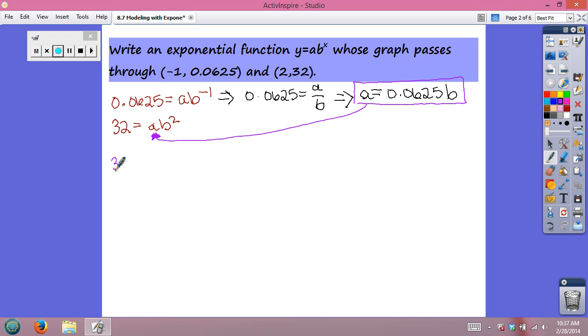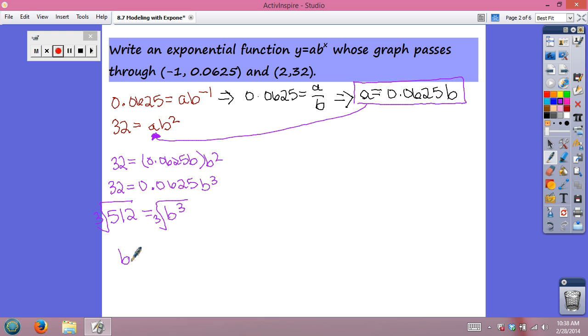Our next step is to use this new a value and plug it into our second equation. So now we have 32 equals a, which is 0.0625b times b squared. We can rewrite this and simplify a little because if we're multiplying, we can combine those b's to get b cubed. Now we're trying to solve for b, so we're going to divide by 0.0625. We're going to get 512 is equal to b cubed. Taking the cube root of each side, we'll be left with b equals 8.